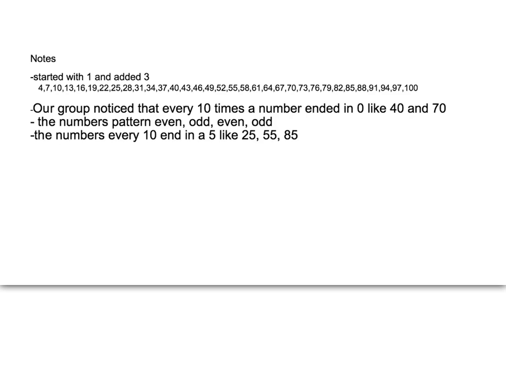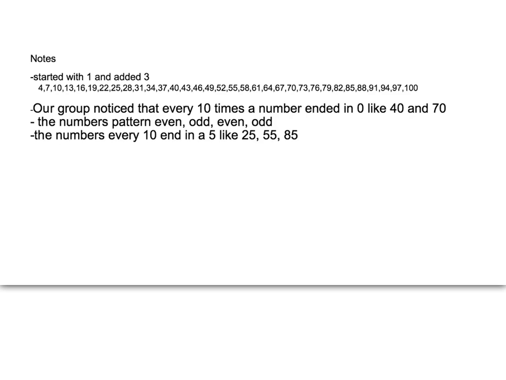and then the number 70. So every 10 numbers, it went up and it ended in a 0. Another pattern was the numbers patterns even, odd, even, odd, even, odd. So it continued to alternate evens and odds.